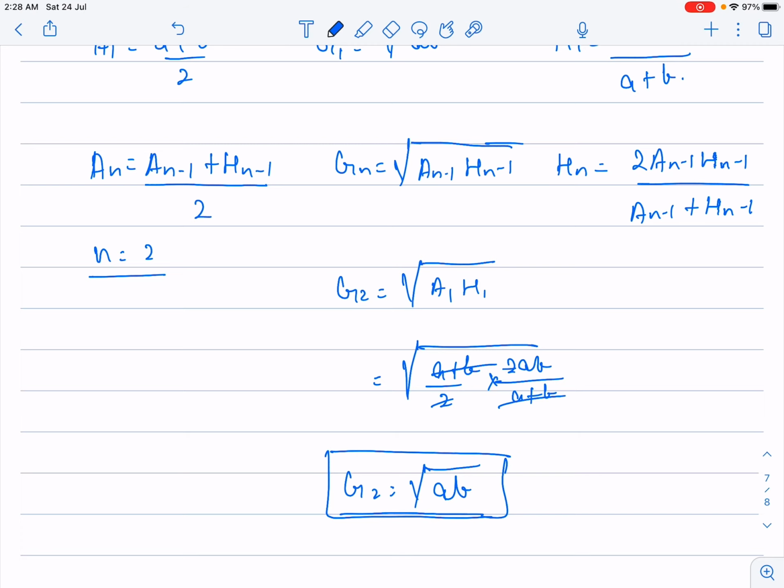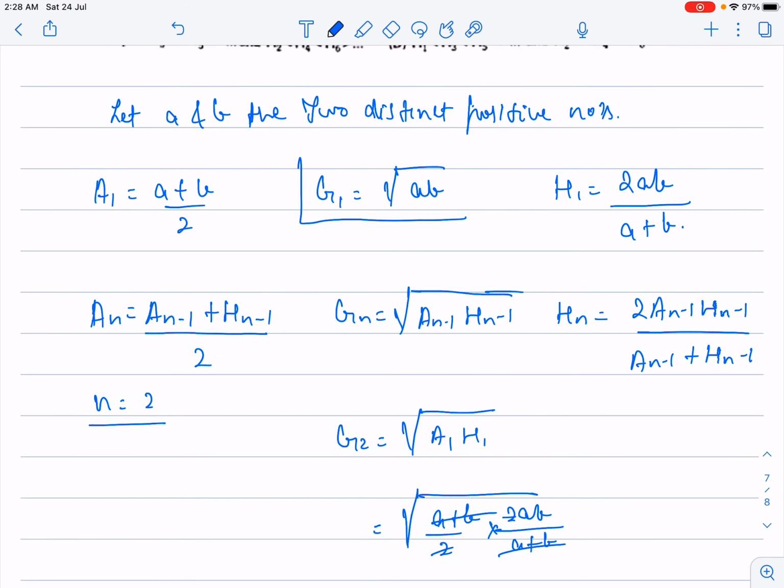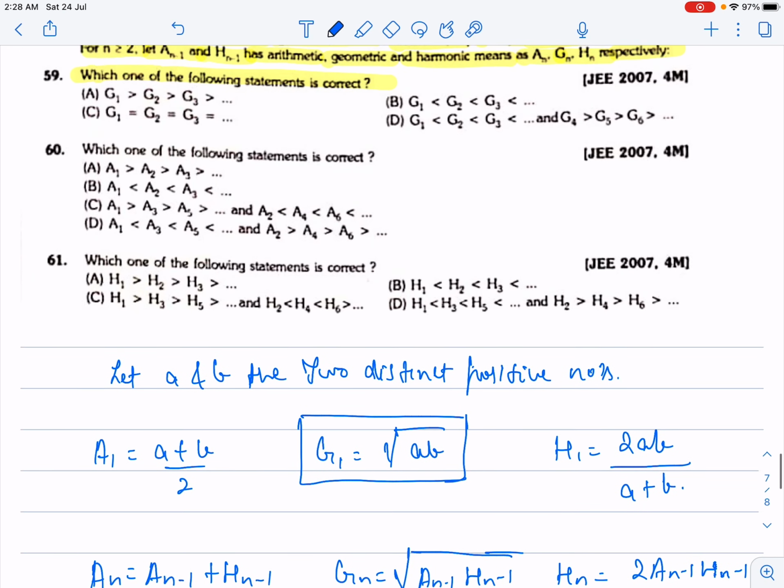As soon as I got g2 is equal to root of ab, and we were given g1 is also equal to root of ab, and we have one option where g1 is equal to g2 is equal to g3, so on up to gn. That means option C should be marked by us over here.